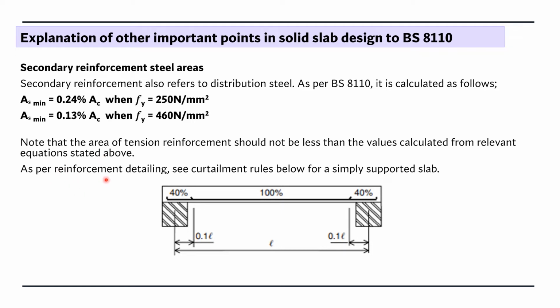As per reinforcement detailing, see curtailment rules below for a simply supported slab. Now, for a simply supported slab, we have 100% of the reinforcement considered at the center of the slab, and then towards the side, the area of reinforcement can be reduced to 40%.